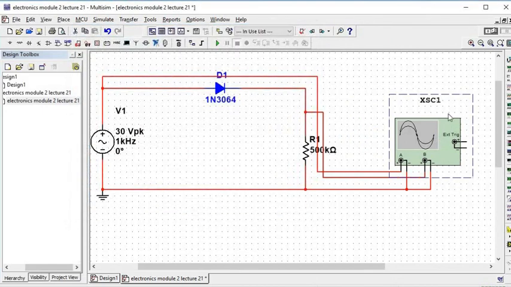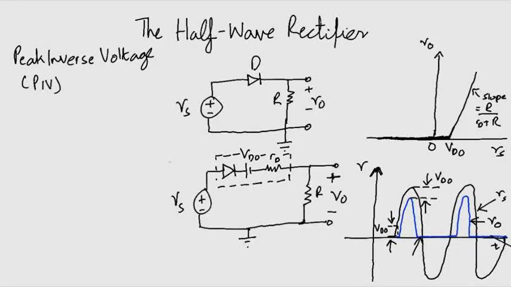This is an oscilloscope, and this is available over here in the right side panel. An important quantity we will see here is peak inverse voltage, PIV.